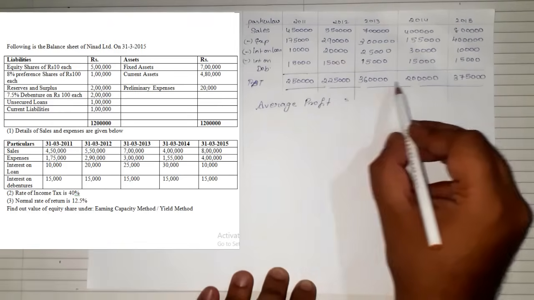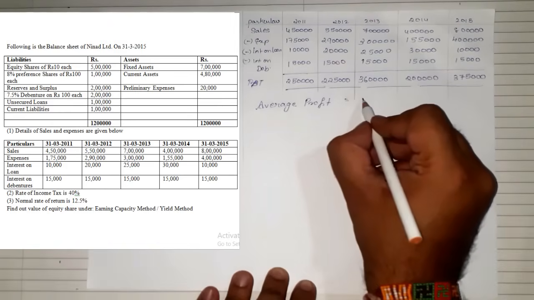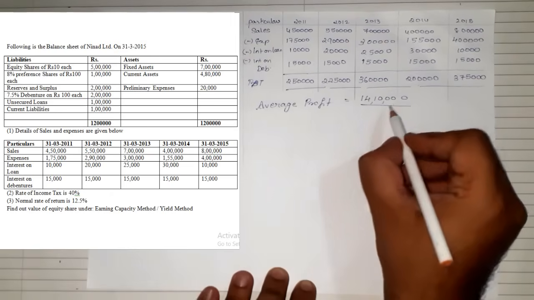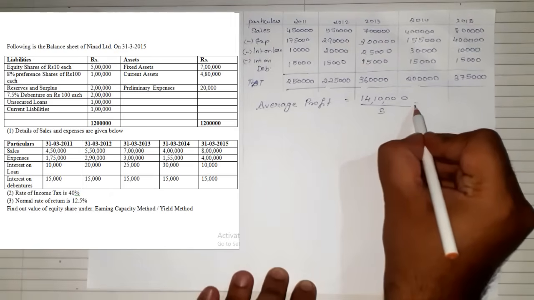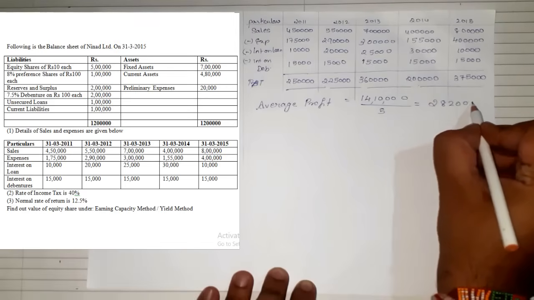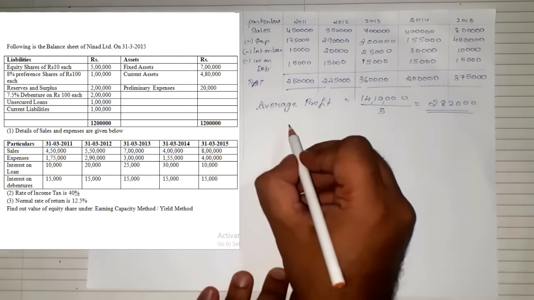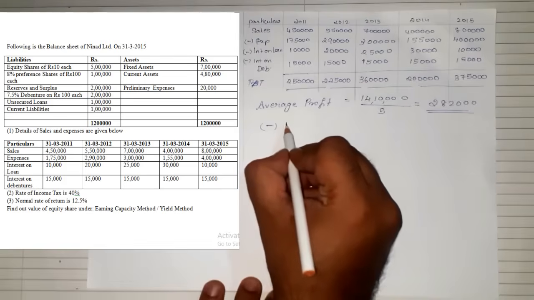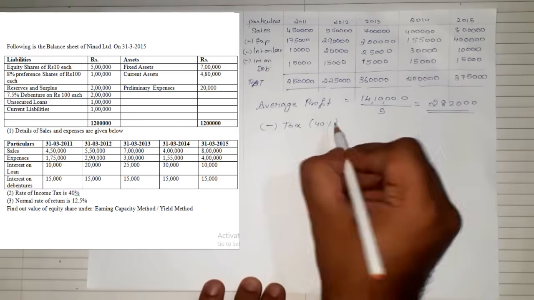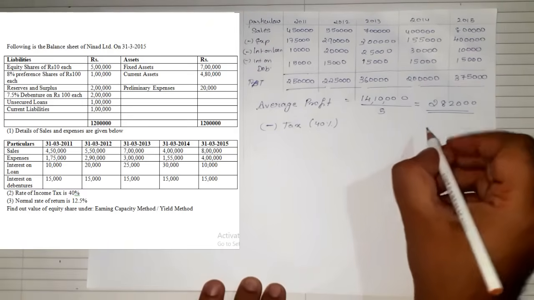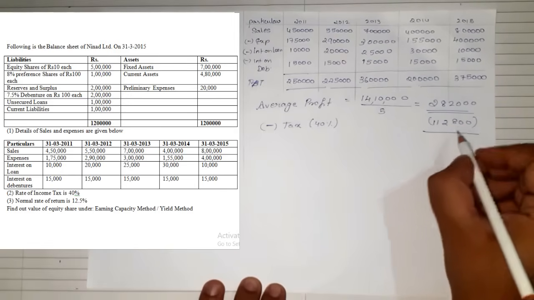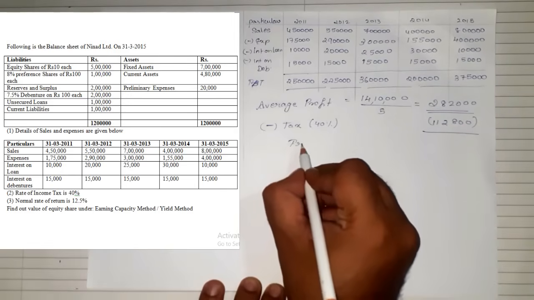So 2,50,000, 2,25,000, 3 lakh 60,000, 2 lakh, 3 lakh 75,000. When you add up, you will get the value as 14 lakh 10,000, divided by the number of years, so 5 years. When you divide, our average profit is 2,82,000. From our average profit, we deduct tax. In this case, the tax is 40%. The 40% of 2,82,000 will be 1,12,800.